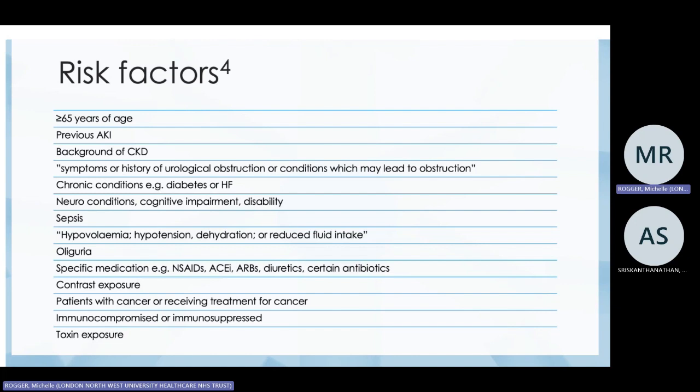Individuals with cancer, or actually receiving treatment for cancer, so I guess that links in with specific medications, they can affect the kidney function. People who are immunocompromised or immunosuppressed are at higher risk of having AKIs. And if you've ingested or been exposed to certain toxins, that puts you at risk as well.